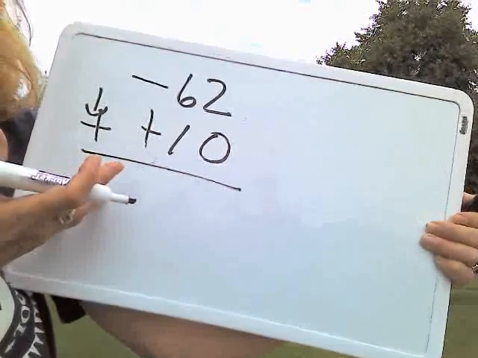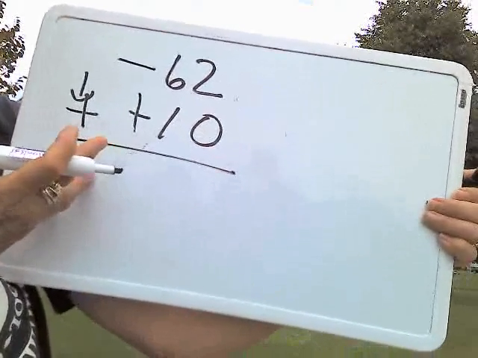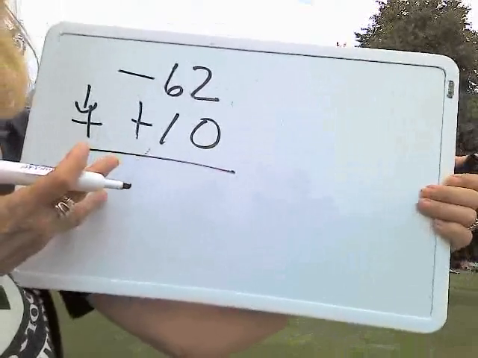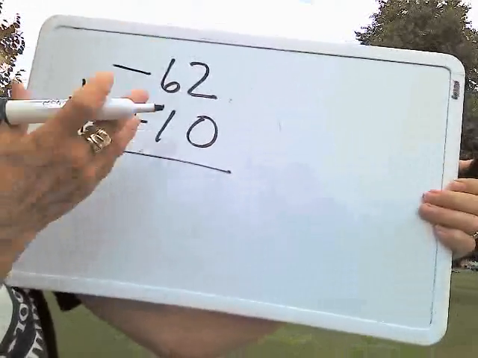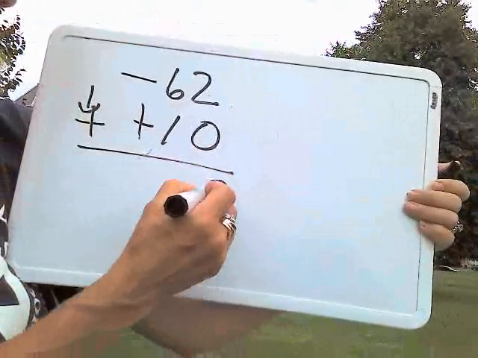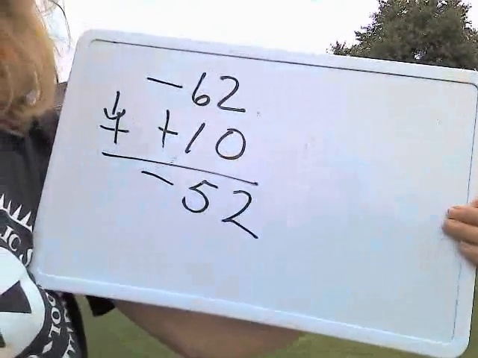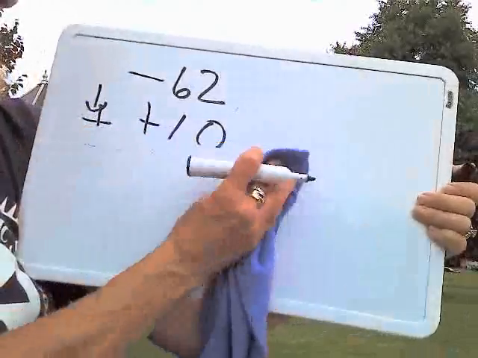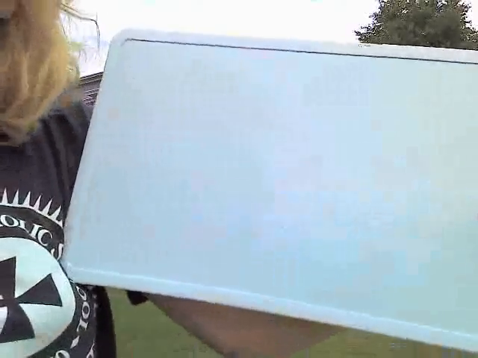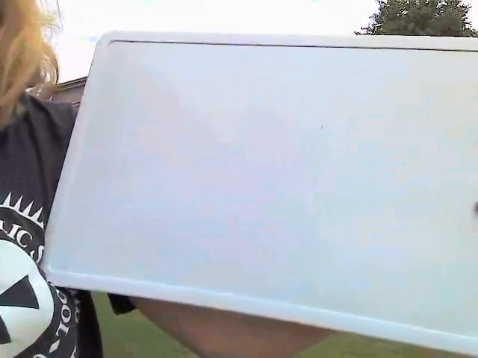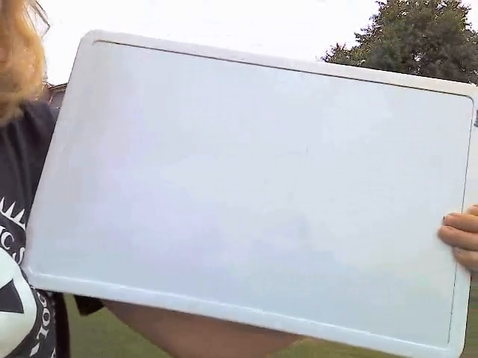What did I do when I was adding integers? I said like signs add, unlike signs subtract, take the sign of the greater. These are unlike signs, so I need to subtract, take the sign of the greater. Very easy. Now, a big easy thing is going to be multiplying and dividing.